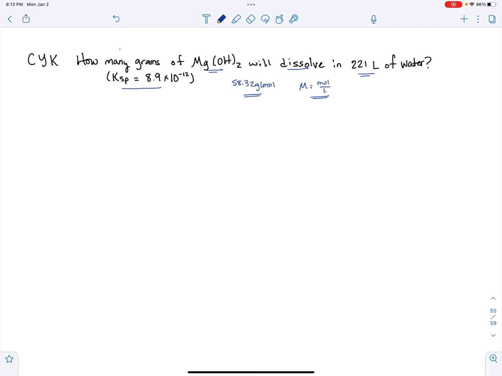It's from the periodic chart. You just add up all the elements. And there's two OHs. So it's two O's and two H's.